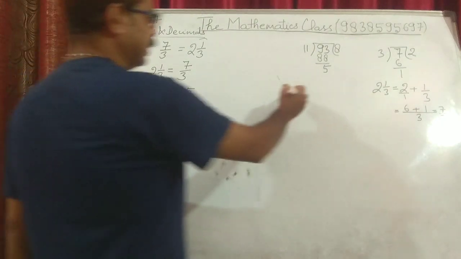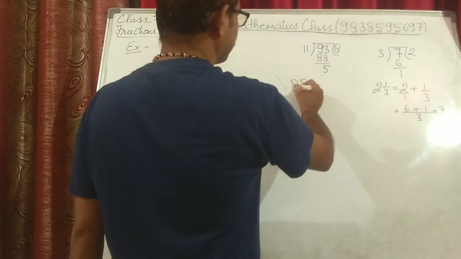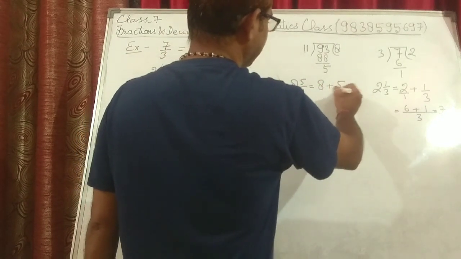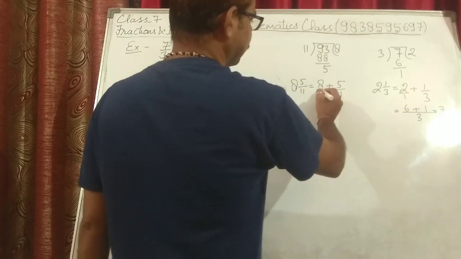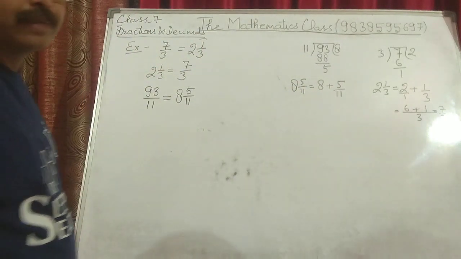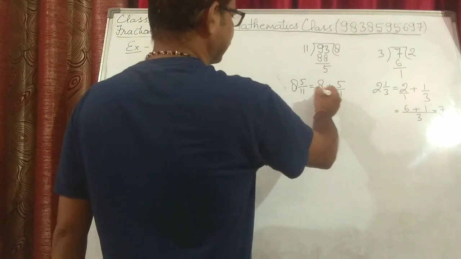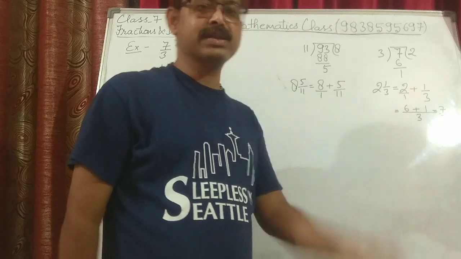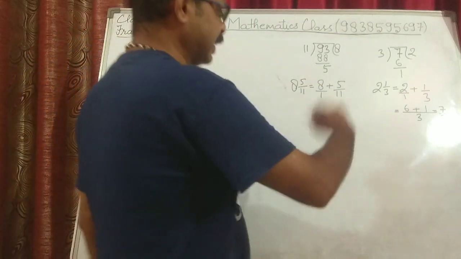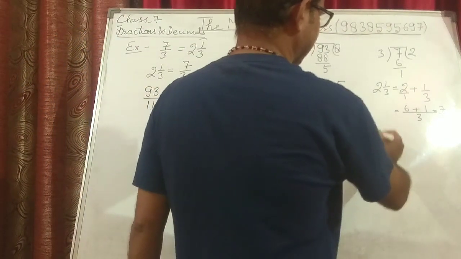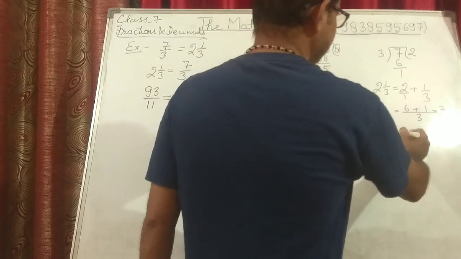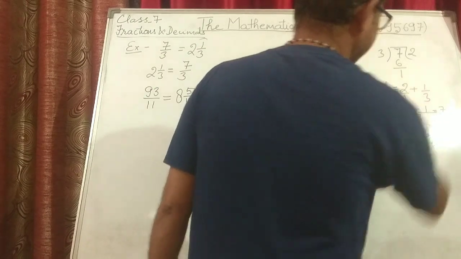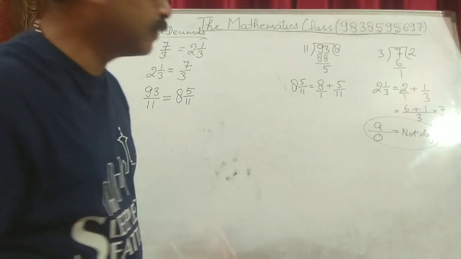Now if I convert 8 whole 5 upon 11, it can be written as 8 plus 5 upon 11. Here if nothing is there in the denominator under a number, we can say it is 1. We cannot say it is 0 because 8 upon 0 doesn't mean anything in mathematics. Any number with denominator 0 is never defined in maths.